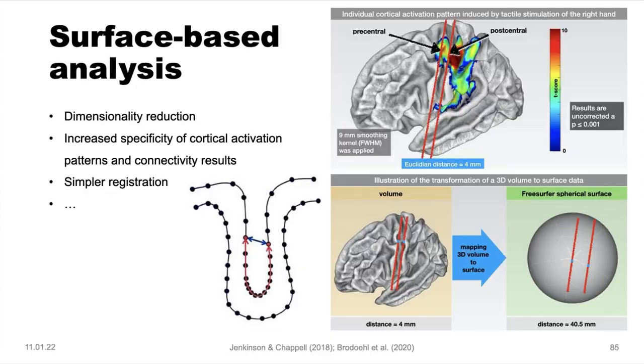Why surface-based analyses? We will talk about this later as well. But to say it quickly, there's a dimensionality reduction from 3 dimensions into 2 dimensions. It increases the specificity of cortical activation patterns and connectivity results. And it's a way simpler registration because you don't have to think about how to shift and rotate voxels in 3 dimensions. You just have to think about how to shift the vertices in 2 dimensions.